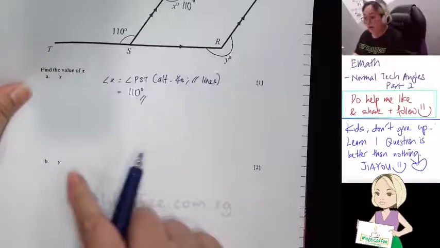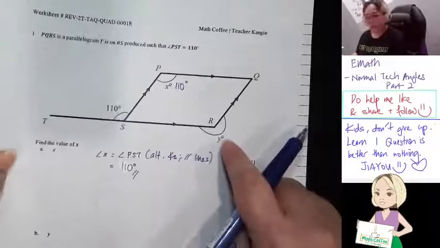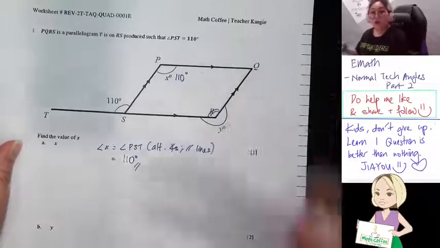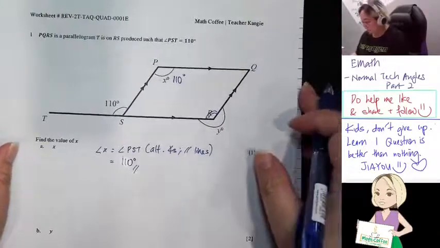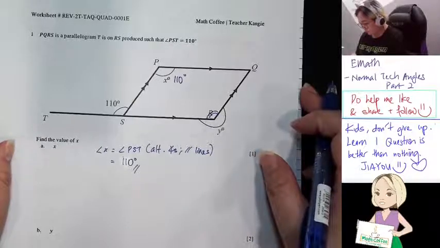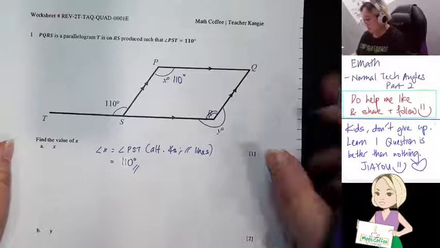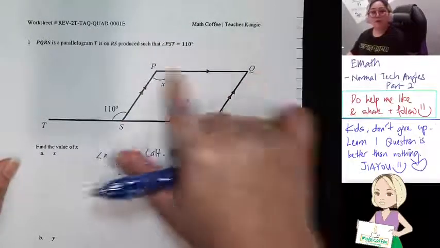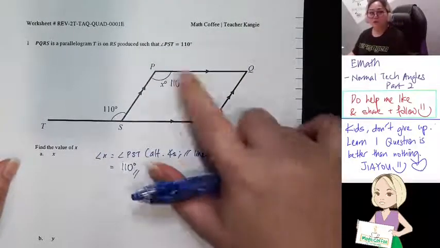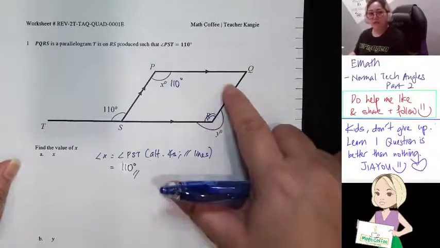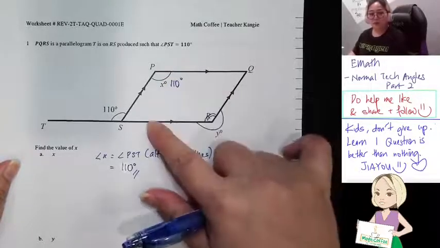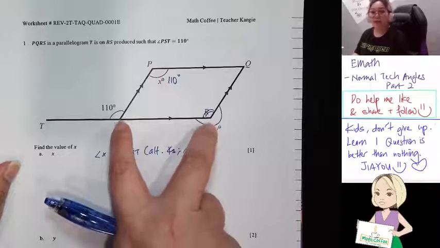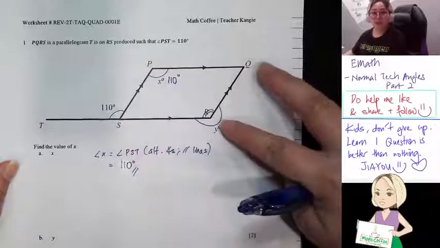Next, they want angle Y. Angle Y is over here. So I need to find this angle first. Easy, because it's a parallelogram. So let me summarize a few properties of a parallelogram. Opposite angles are equal. So if this is 110, this side is 110. These angles and these angles are also equal. Two pairs of parallel lines mean opposite sides are equal. PQ is the same as SR, I'm talking about length. And PS is the same length as QR.